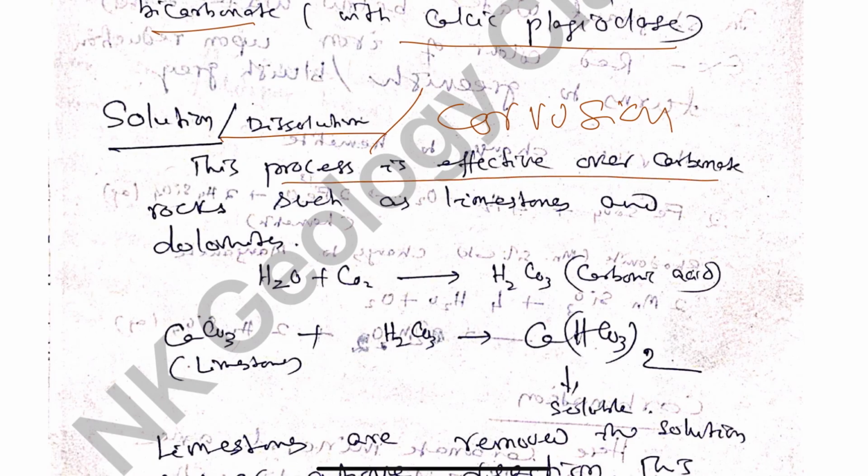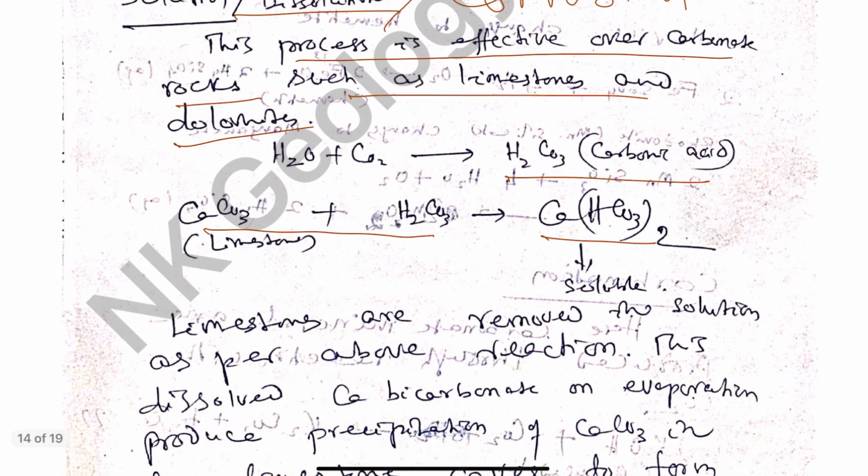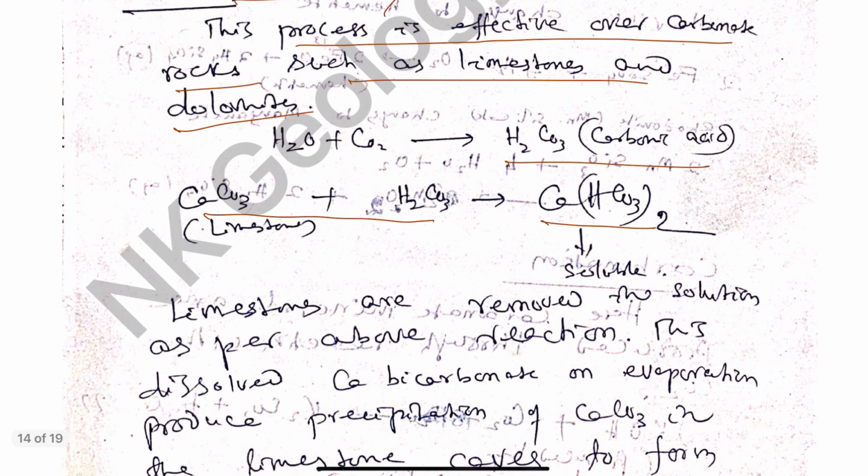This process is effective over carbonate rocks such as limestones and dolomites. The carbon dioxide mixes with water to produce carbonic acid, and this carbonic acid on reaction with limestones produces calcium bicarbonate, which is soluble, and because of which we find the formation of caves in limestone countries.